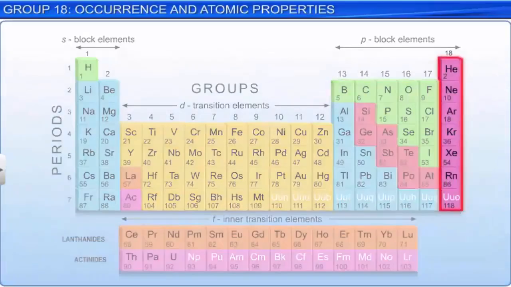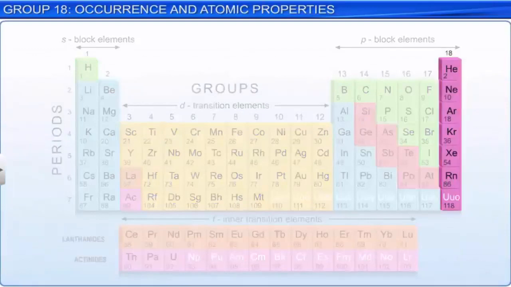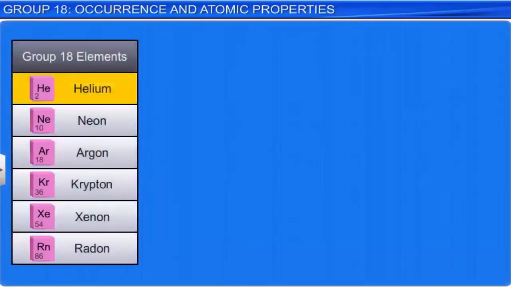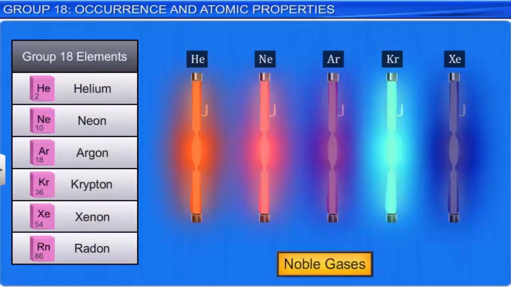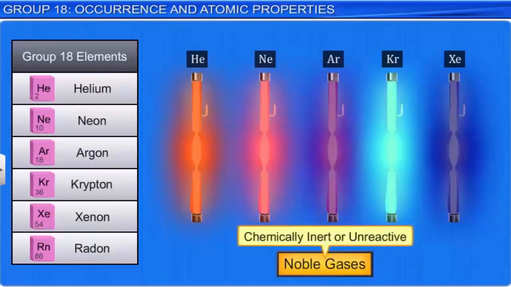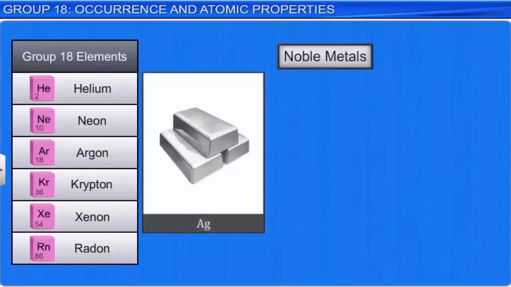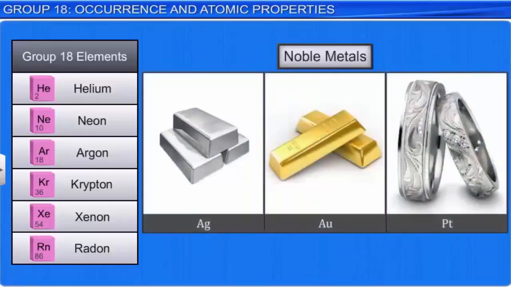The elements in group 18 are helium, neon, argon, krypton, xenon, and radon. These elements are collectively referred to as noble gases. The term noble gases implies that these elements tend to be chemically inert or unreactive, just as noble metals that show reluctance to react under normal conditions.